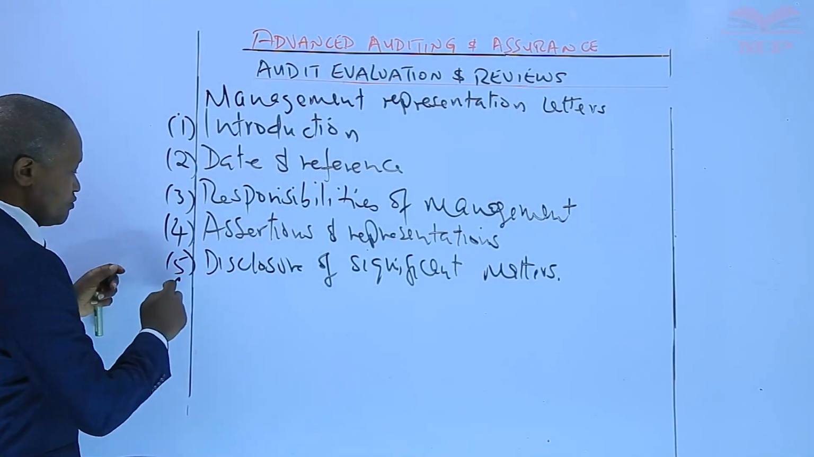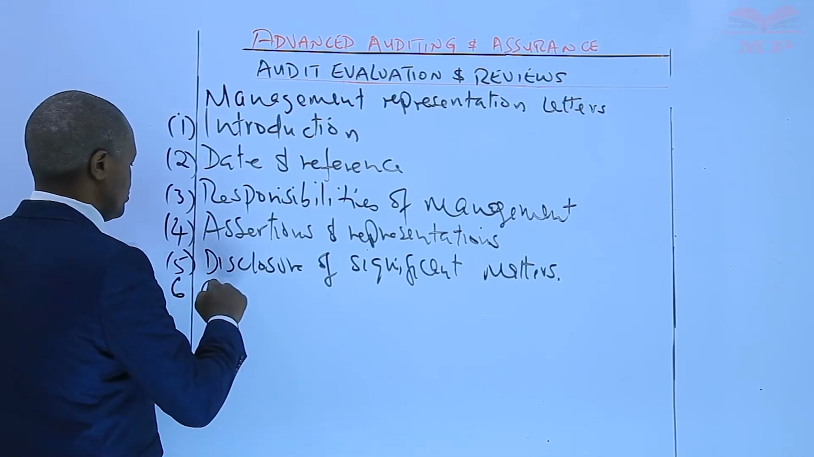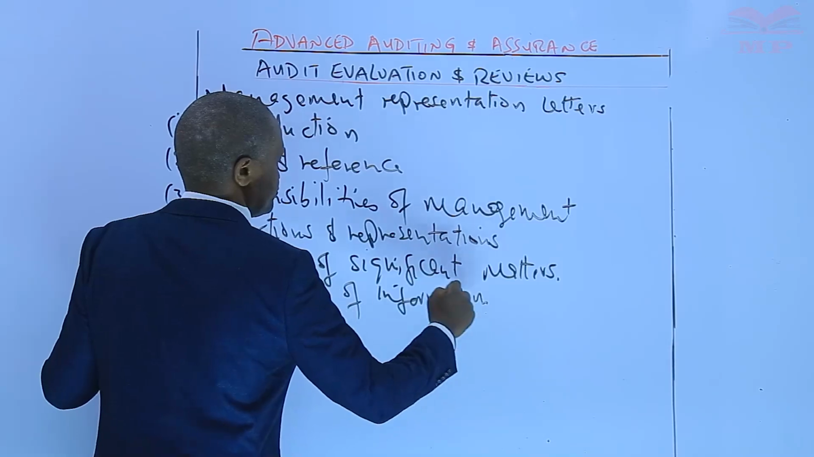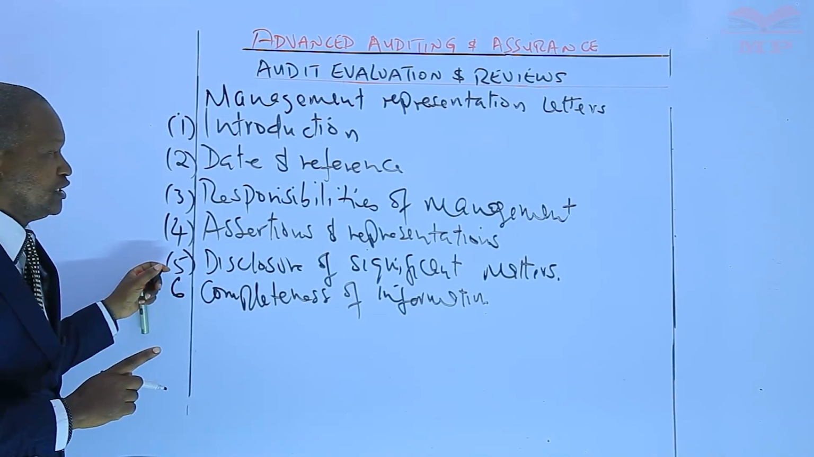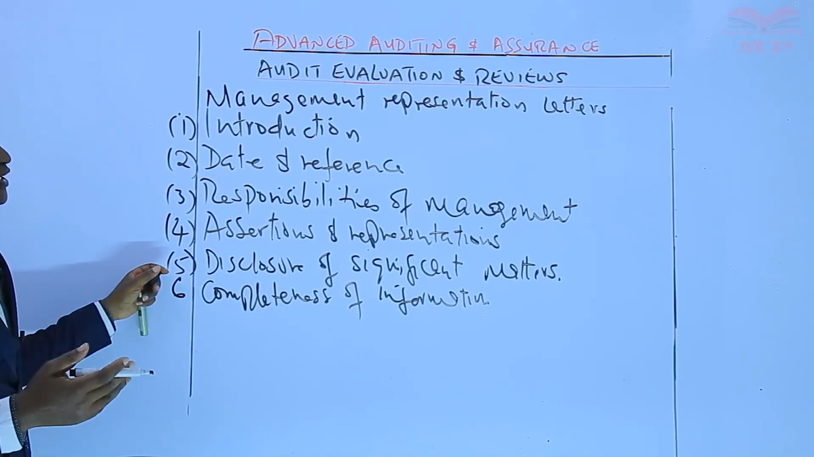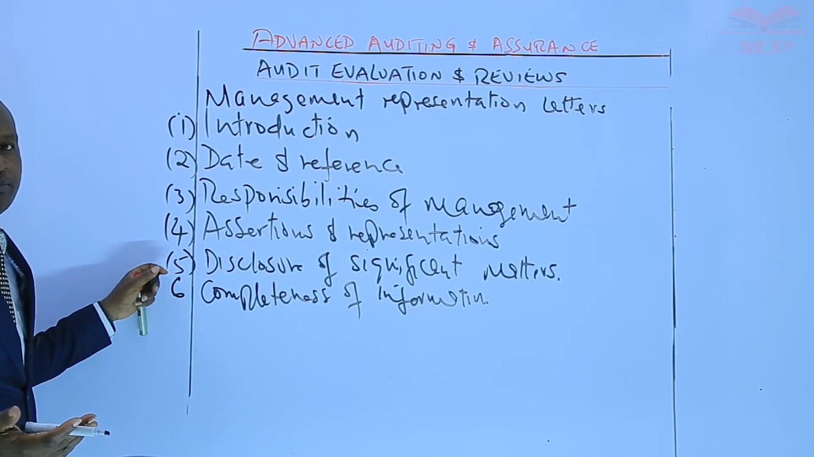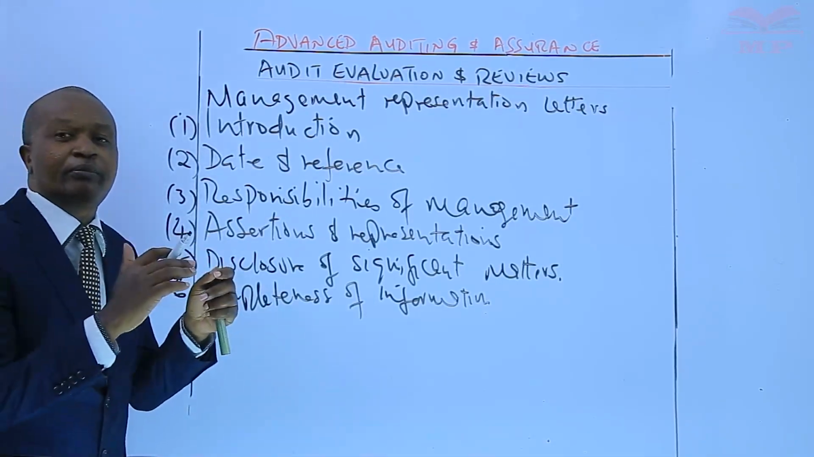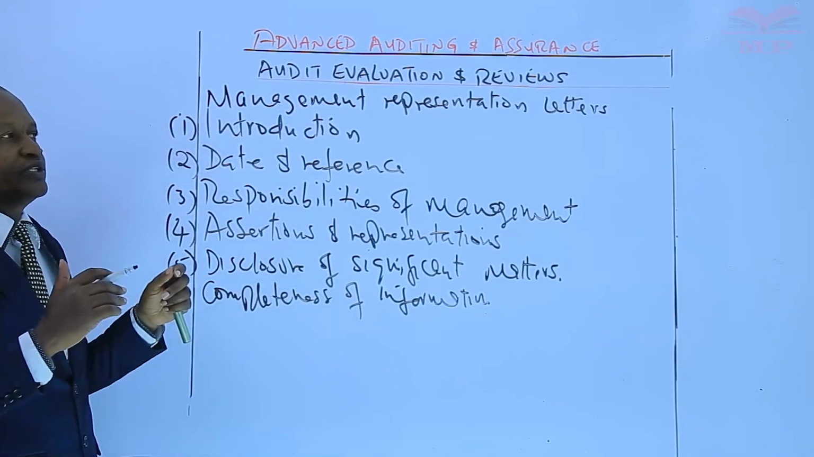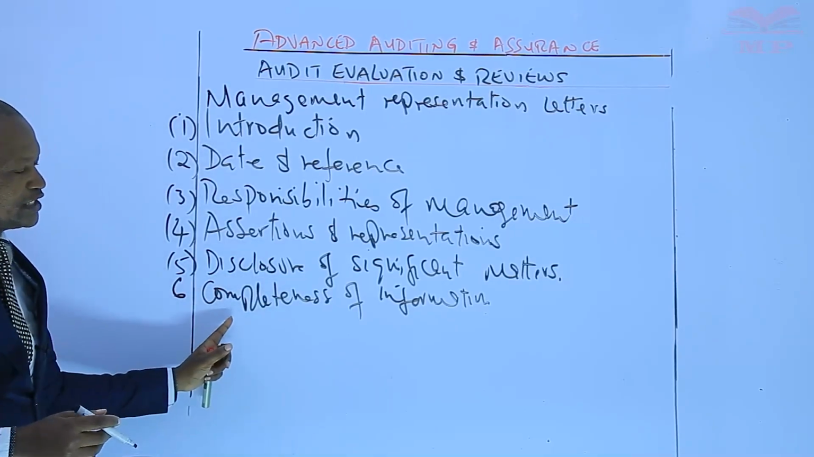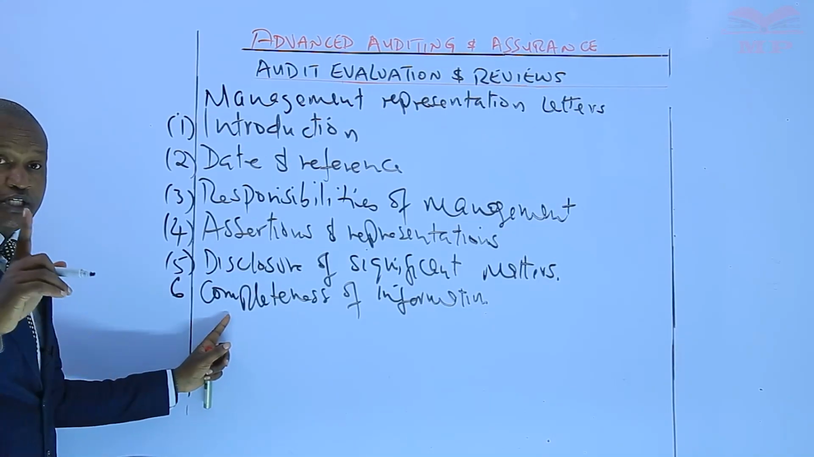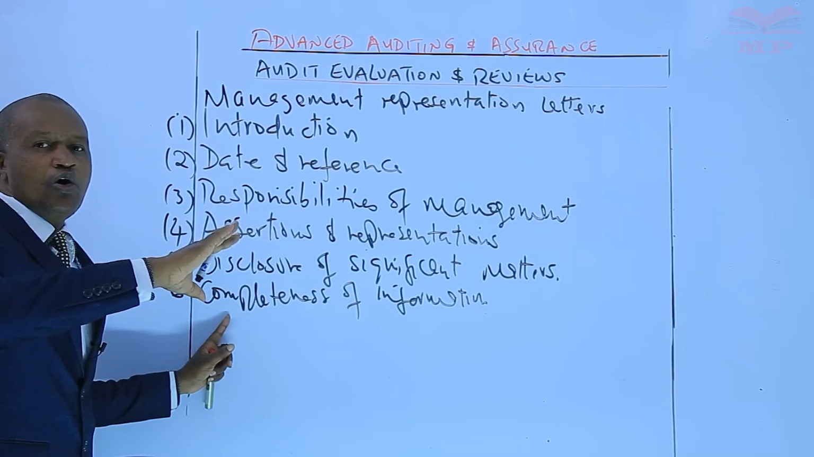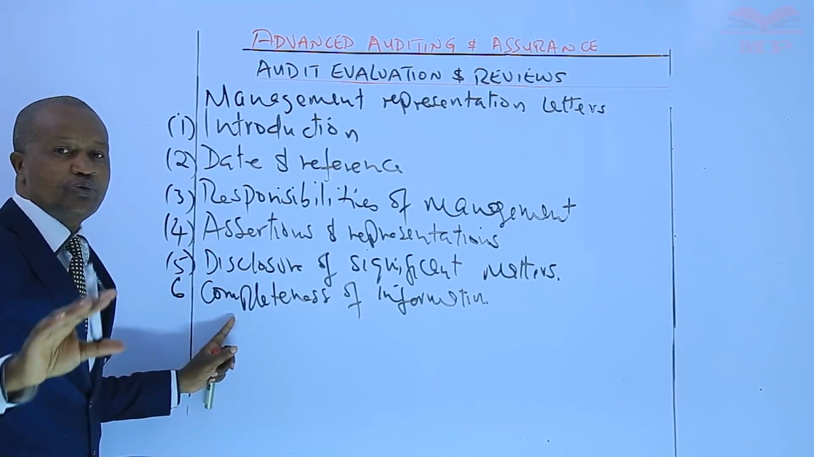Number 6 is completeness of information. Completeness of information is also a key point to consider when drafting the management representation letter. The management should confirm that it has provided the auditors with all the relevant and necessary information, the relevant documentation required for the audit. That has to be part of the management representation letter.